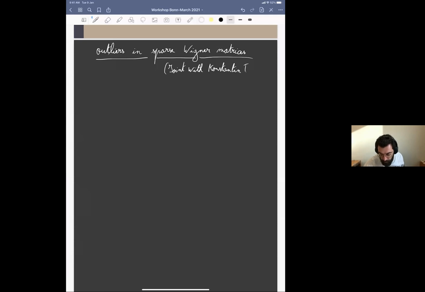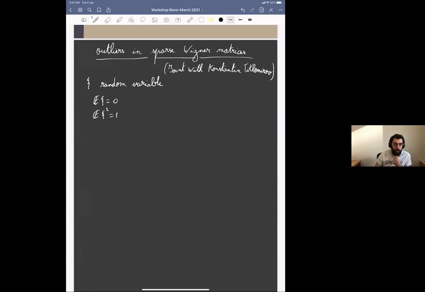So this is a joint work with Konstantin Tikhomirov, and I'm going to talk about outliers in sparse Wigner matrices. So let me set up the setting first, just to introduce the object. If you are given a psi, a random variable, which is centered, say, and has variance 1.